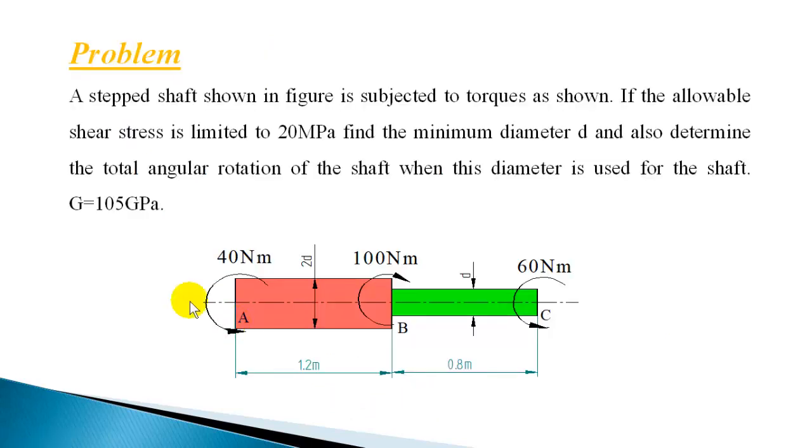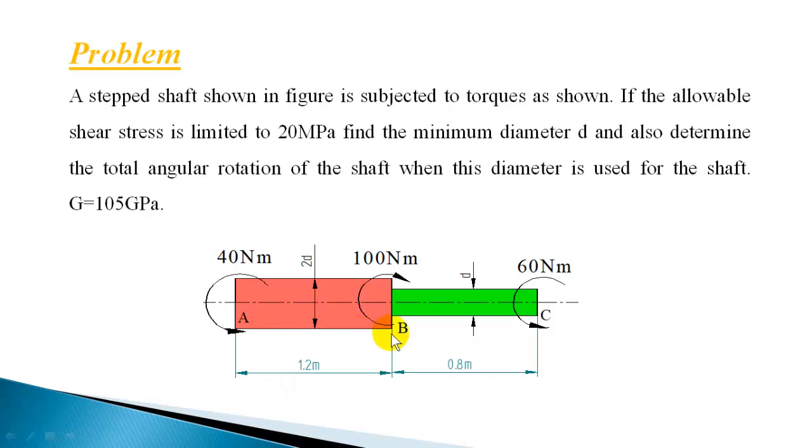Let us work out another example. A stepped shaft shown in the figure is subjected to torques as shown. If the allowable shear stress is limited to 20 megapascal, find the minimum diameter d and also determine the total angular rotation of the shaft when this diameter is used. G is given as 105 gigapascal. So you have to find the minimum diameter d, keeping the maximum shear stress to 20 megapascal when these torques are acting on the shaft.